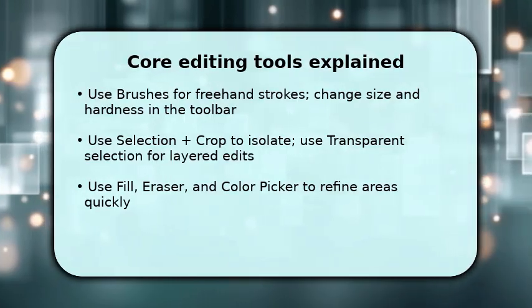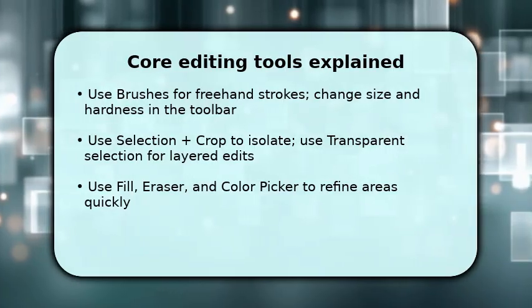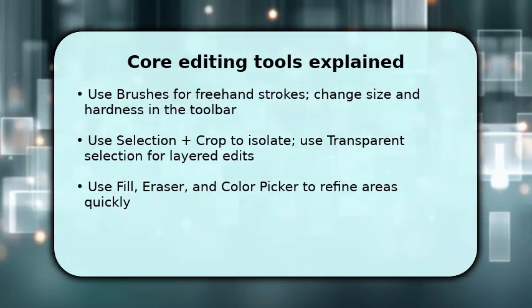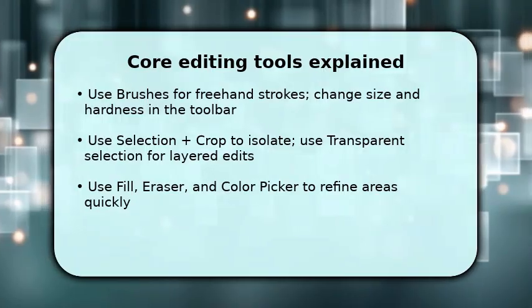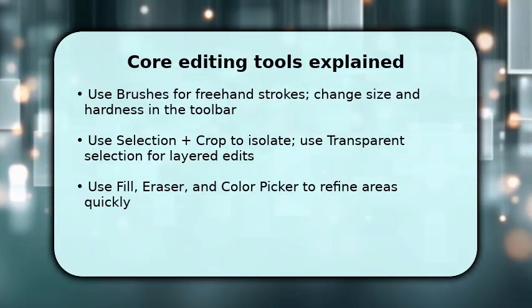Choose the brush or pencil to draw and adjust size for precision. Click Color 1/Color 2 to switch foreground and background quickly. Use the rectangle or freeform selection to isolate an area, then crop to remove unused space.